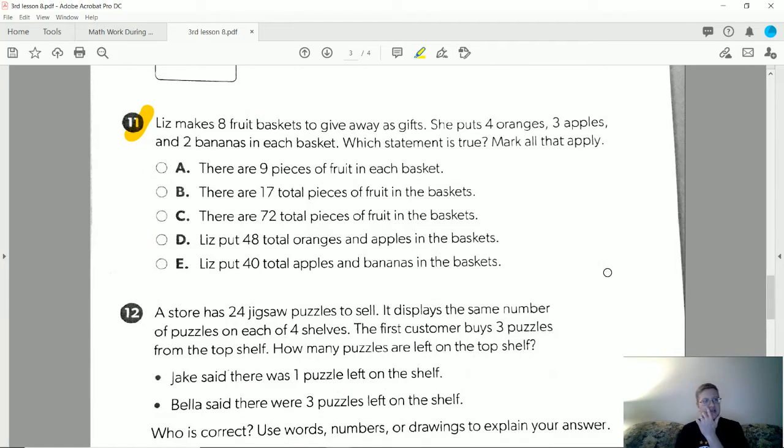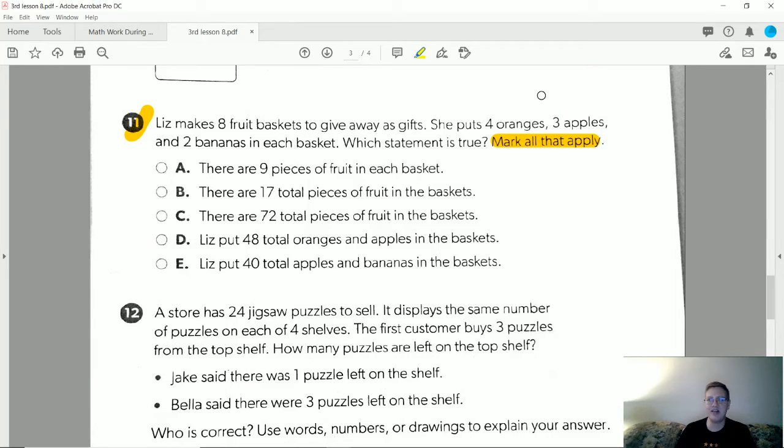Number 11, Liz makes 8 fruit baskets to give away as gifts. She puts 4 oranges, 3 apples, and 2 bananas in each basket. Which statements are true? I'm adding the S because if we ever see mark all that apply, it's almost guaranteeing that we have more than one correct answer.